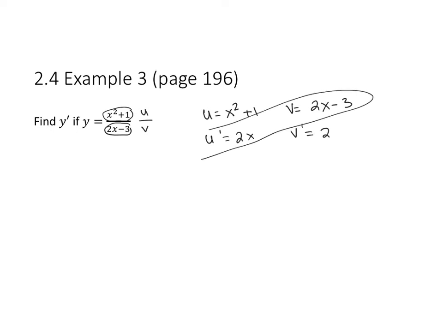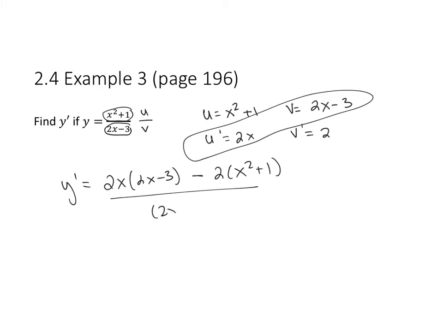Now to find my quotient rule, I always multiply those two first. Again, that's why I make the circle. It helps me remember which two to do first. This becomes really important here in the quotient rule because we have that minus sign. So it's 2x times 2x minus 3 minus 2 times x squared plus 1 all over 2x minus 3 squared.